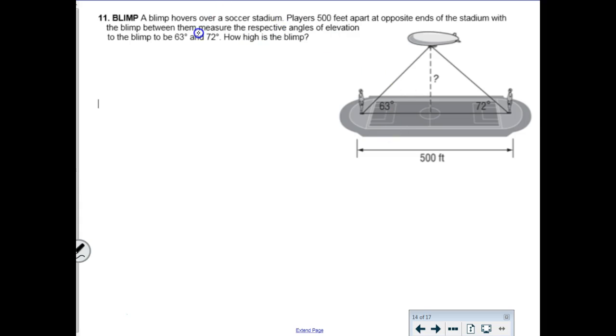All right. So the blimp hovers. Oh, it's soccer. My bad. I got excited. That was football. Wrong football. All right. So players are 500 feet apart on opposite ends of the stadium with a blimp between them at the respective angles shown. Angles of elevation shown. What is the height of the blimp? So they put a question mark here. I'm going to one-up them and call that X.